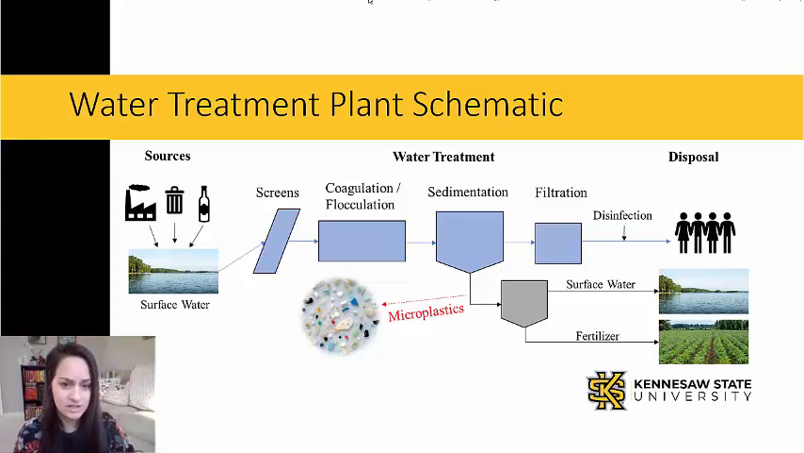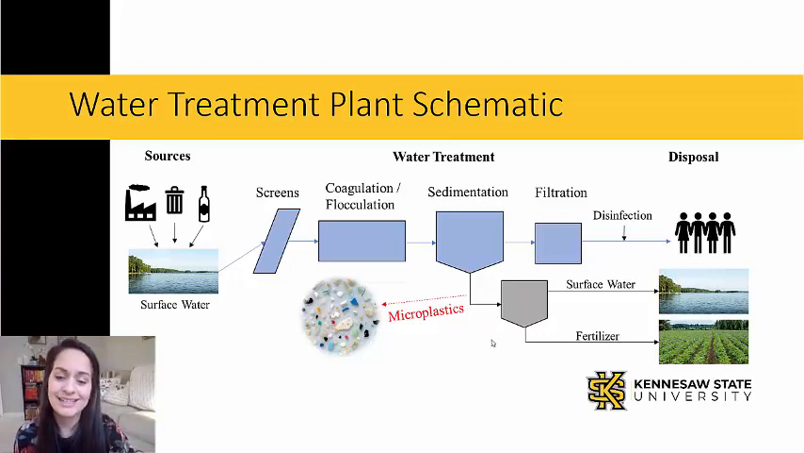We have screens in the beginning, which remove large amounts of plastics and debris. Then we go through coagulation and flocculation and sedimentation and filtration and disinfection, and all of that, for the most part, before it reaches us humans, removes about 75 to 98% of microplastics. The majority. That's great, but these microplastics have to go somewhere. So where do they go?